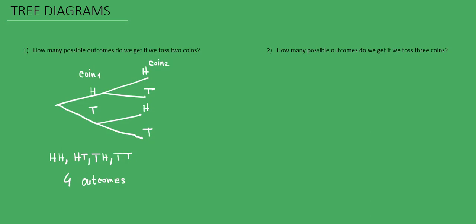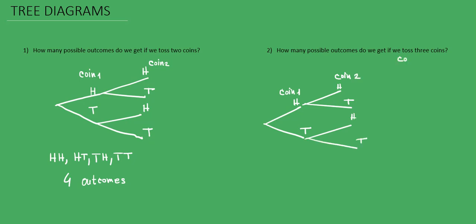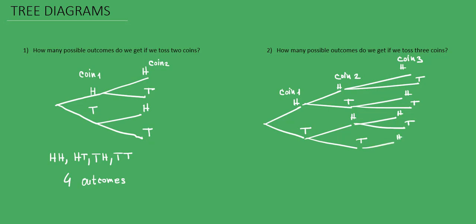Now, let's do the same thing for the second example when we are dealing with 3 coins. The same procedure. The first coin has 2 branches, 2 possibilities, heads or tails. The second coin, 2 branches, heads or tails. And the third coin will also have those 2 branches. And again, finally, we are going to count all these branches.